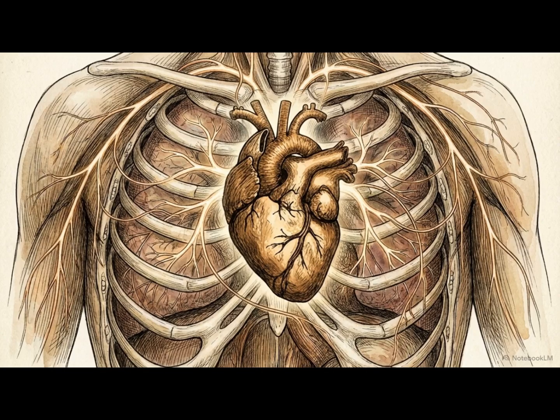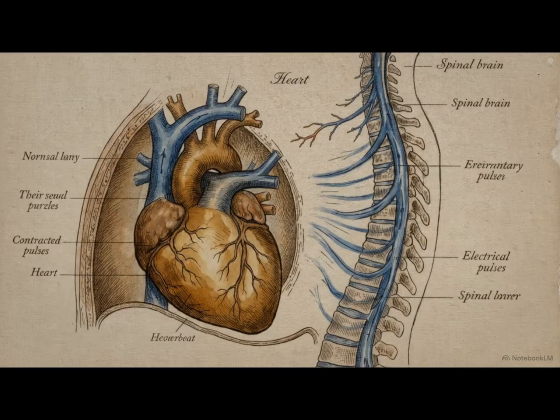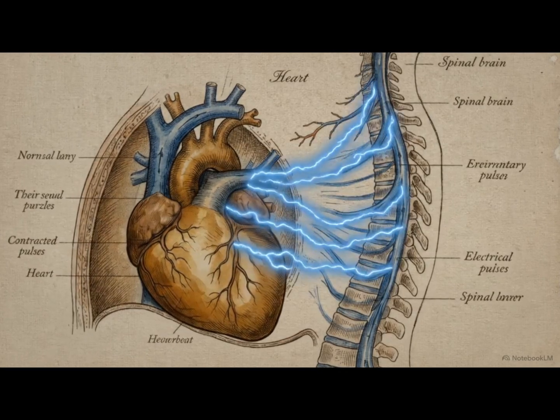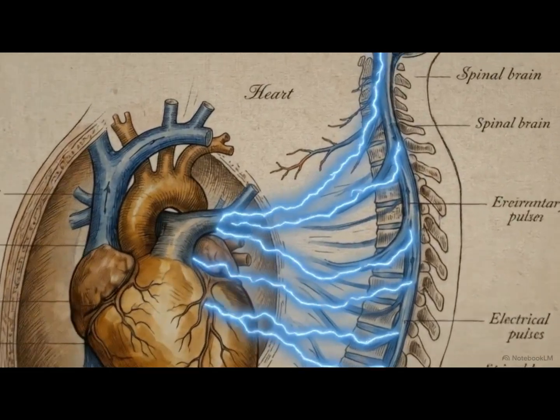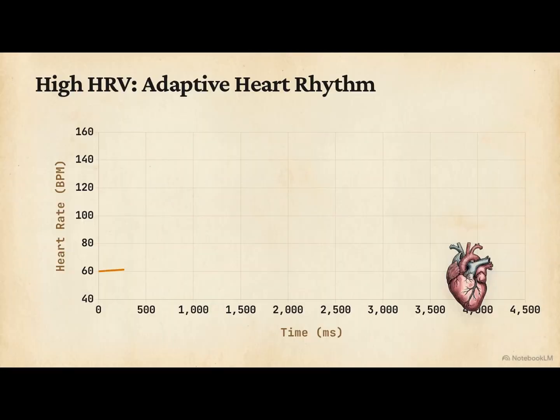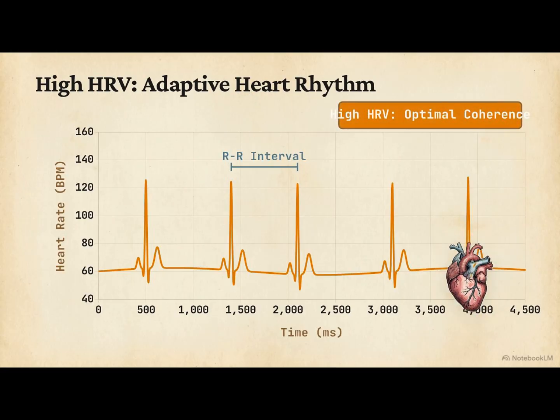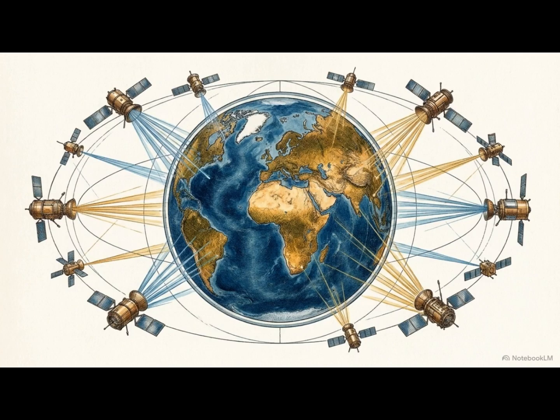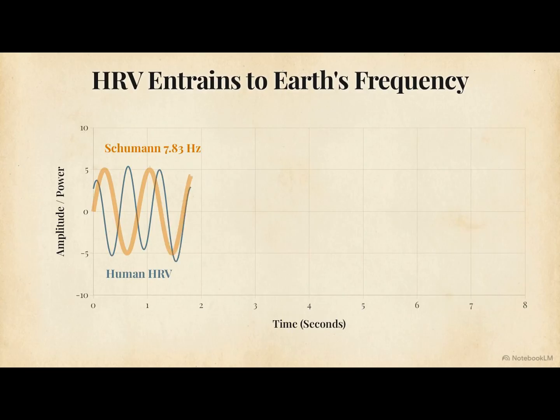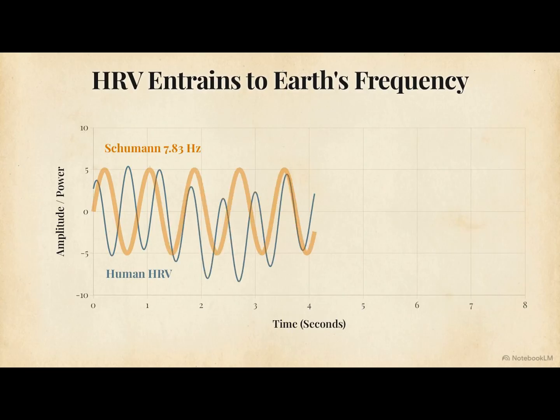The body receives this signal through its primary biological generator, the heart. The human heart sends far more electrical information up to the brain than the brain sends down to the heart. The adaptability and resilience of this nervous system are measured by heart rate variability, or HRV. A healthy heart constantly and subtly varies its rhythm. Recent global magnetometer studies, including landmark research from the HeartMath Institute, prove that human HRV measurably synchronizes and entrains in real time to the Earth's 7.83 Hz Schumann resonance.